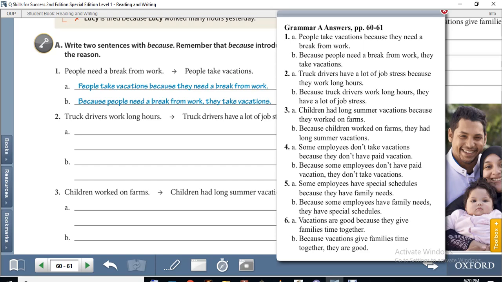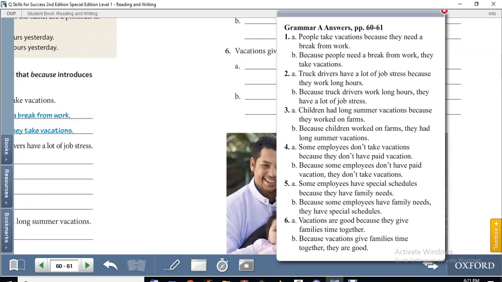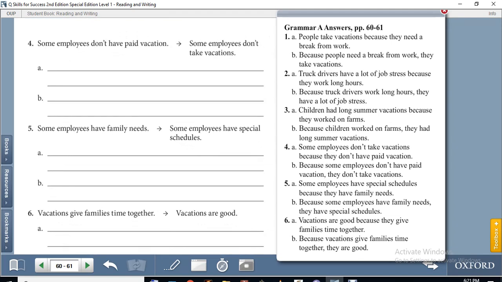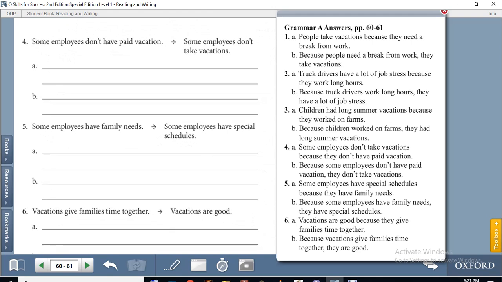2. Truck drivers have a lot of job stress because they work long hours. Or B, because truck drivers work long hours, they have a lot of job stress. 3. A, children had long summer vacations because they worked on farms. Or B, because children worked on farms, comma, they had long summer vacations. 4. We simply are combining two separate sentences into one sentence with because.